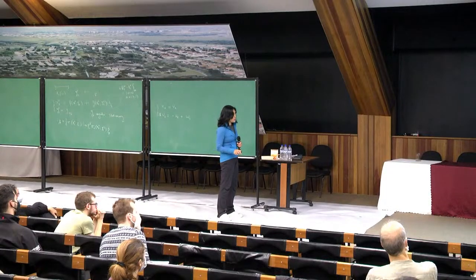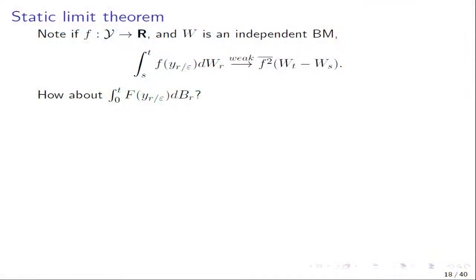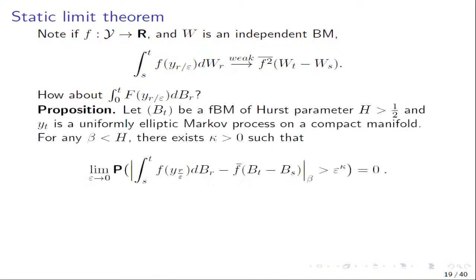Now we ask the question, what happens with the fractional Brownian motion? What we just proved, maybe a little bit more, not exactly what we proved, is that this converges to F bar multiplied by the increment of the fractional Brownian motion, and it converges in probability with the rate epsilon to the kappa.